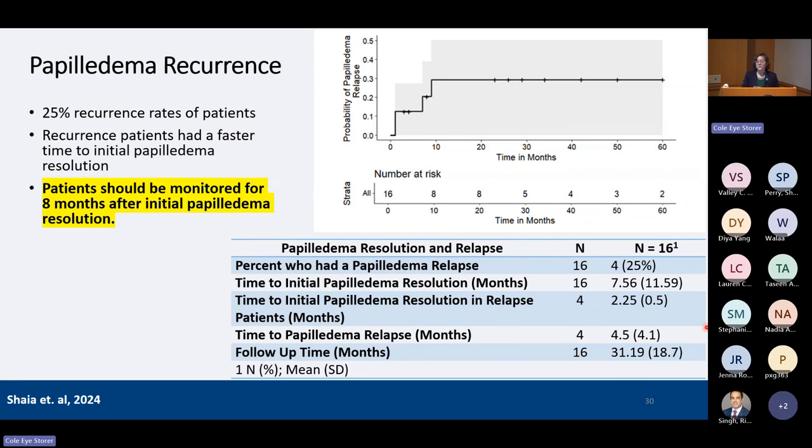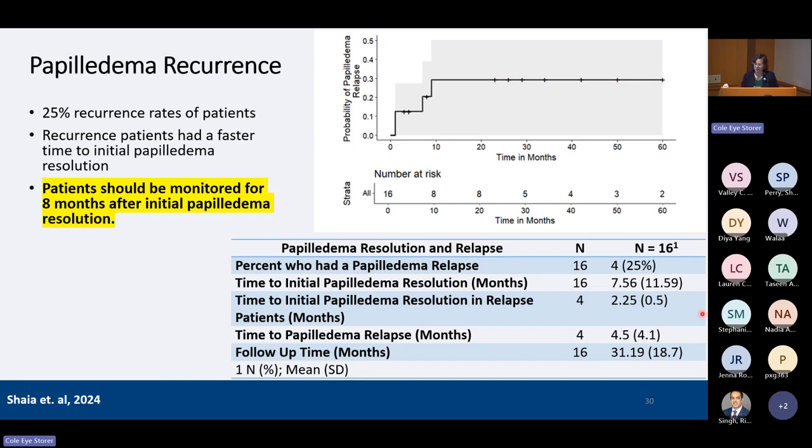We then evaluated papilledema recurrence rates within this population, and we found overall that 25% of our patients had a recurrence of papilledema after initially resolving. And what was most interesting is, of the patients who had a recurrence, their time to initial papilledema resolution was only 2.5 months, whereas the mean for the entire group was 7.5 months. So for some reason, our patients that have a recurrence are actually appearing to resolve their initial papilledema much earlier than the other patients. So this leads us to hypothesize that maybe we need to watch out for the patients who are quickly recovering because they might be more at risk for a relapse.